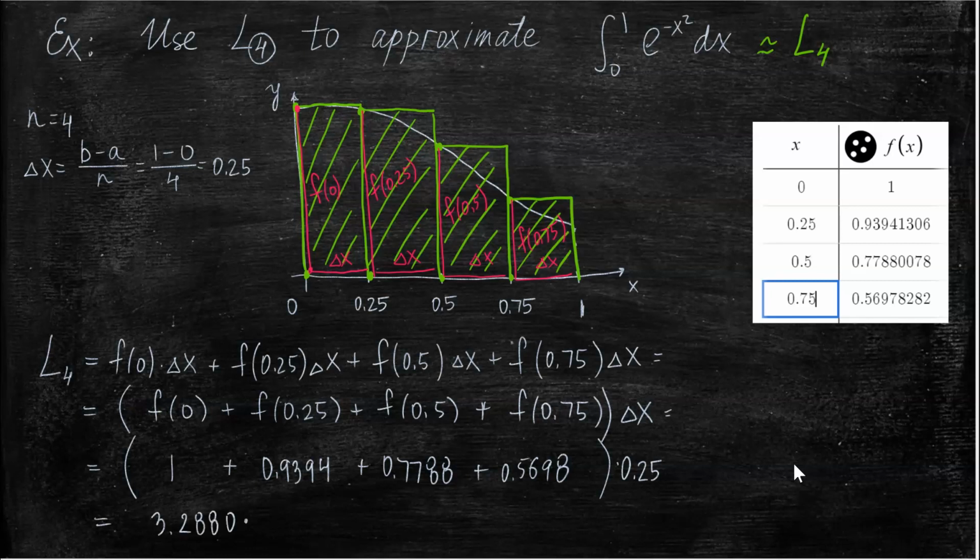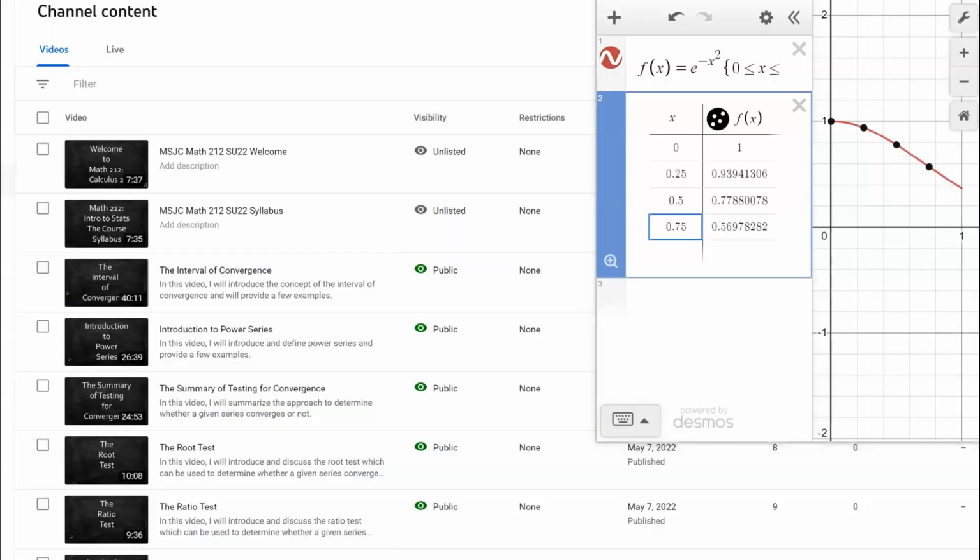And now if we do all the math, everything inside of the parentheses is equal to 3.2880, and we're multiplying it by 0.25, and we're getting 0.8220, which is our L4. So the answer is, we approximated this definite integral to be approximately 0.822.